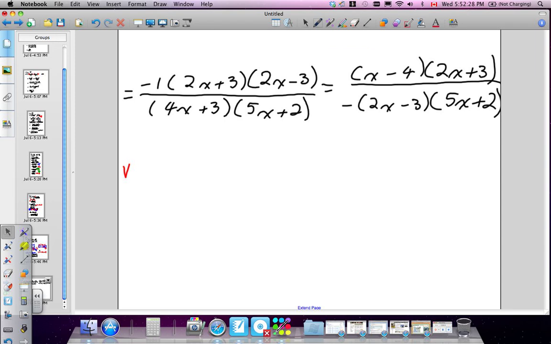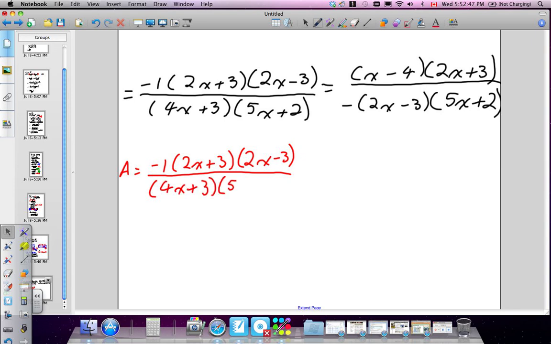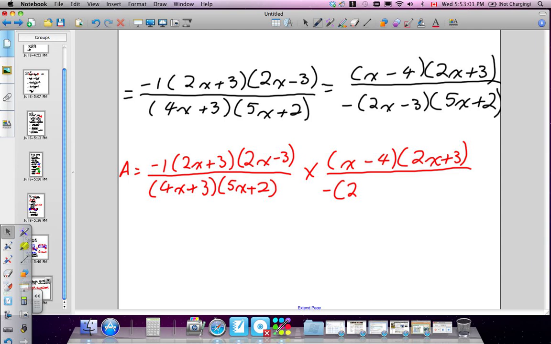So our area is equal to negative 1, 2x plus 3, 2x minus 3 over 4x plus 3, 5x plus 2, multiplied by x minus 4, 2x plus 3, negative 2x minus 3, 5x plus 2. That's not a 2. Plus 2, right?